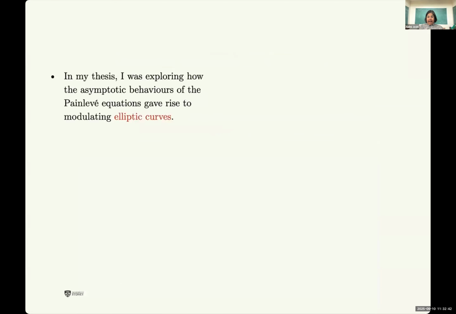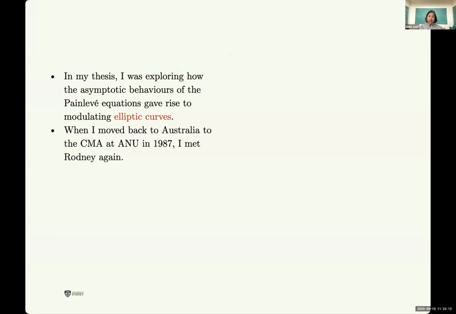At that time, as I said, I was a graduate student at Princeton. I was exploring how the asymptotic behaviors of the Painlevé equations arose. And in the way we saw things, it was intimately tied to elliptic curves, not just one curve, but curves that changed with time. And I'll come back to a little bit more detail about that in a while. But what struck me was something else that came from Rodney's point of view.